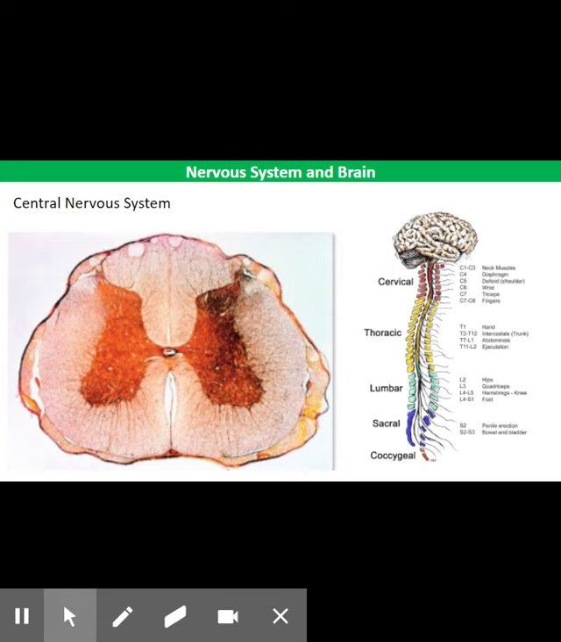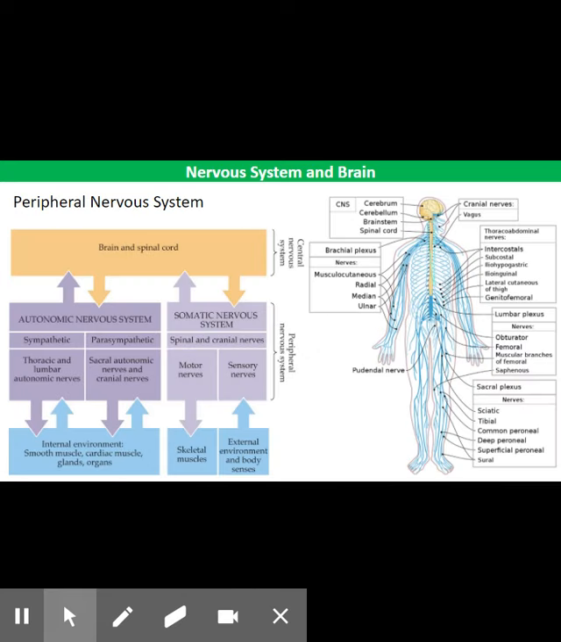So we've got the central nervous system and we've also got the peripheral nervous system. The peripheral nervous system is composed of sensory and motor neurons, bundled together in connective tissue to form nerves. The sensory neurons conduct action potentials from the sensory receptors and pass those action potentials along to the central nervous system, so the brain and spinal cord. The motor neurons conduct action potentials from the central nervous system to the effectors.